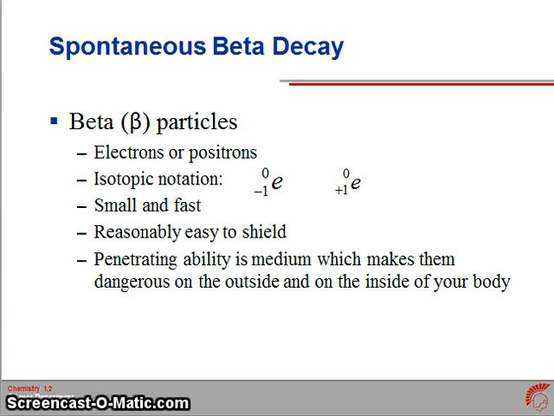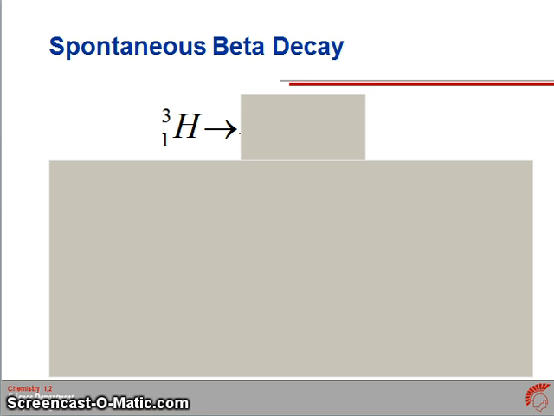Now let's take a look at how to write down the equations for beta decay. So we're going to begin with negative beta decay. So here we have hydrogen, and we have the one proton.